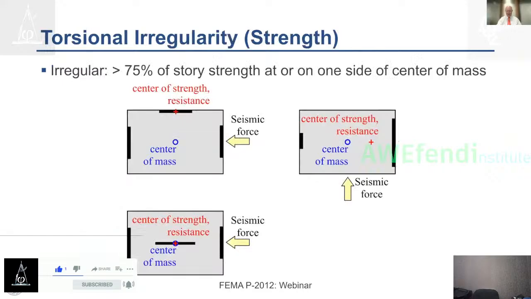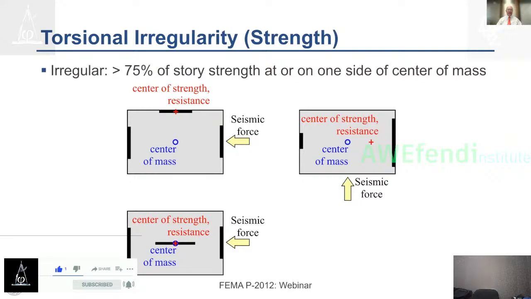Let's go on to the torsional strength irregularity. We're not going to have a detailed example here. The idea is if more than 75% of the strength in one direction is at or on one side of the center of mass, there's a twisting potential when the system performs inelastically. So you see that in all of these cases.